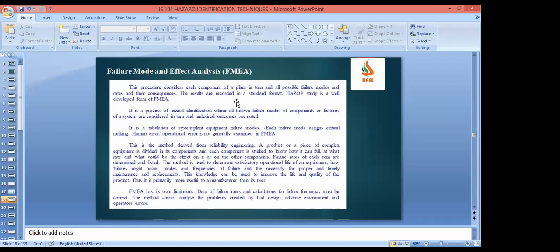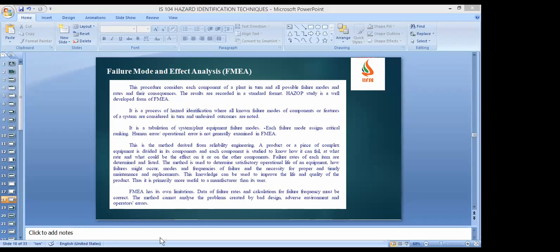Hazard study is a well developed form of an FMEA, which means from the FMEA it has evolved as a hazard study, which means designed properly. It is a process of hazard identification where all known failure modes of the components or features of a system are considered in turn for undesired outcomes. In this, what will happen? It is a tabulation of system or plant equipment failure modes. Here it is talking about only how an equipment can fail.